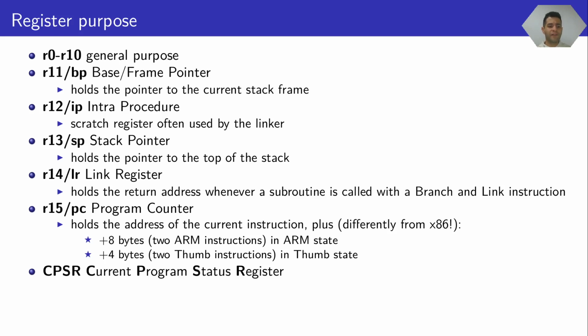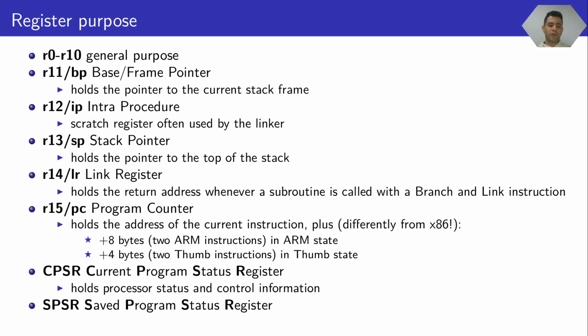And then we have the CPSR, the current program status register, and this register holds processor status and control information, for example in which mode we are running, ARM or Thumb state, and so forth. Finally, we have the SPSR, the saved program status register, and this is only used and accessed in privileged modes. So for us it is just here for reference.